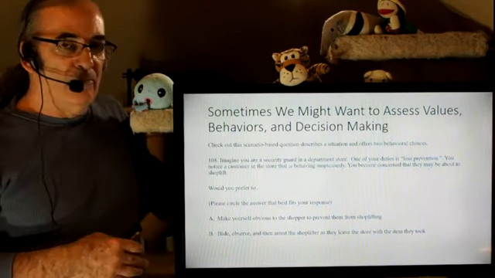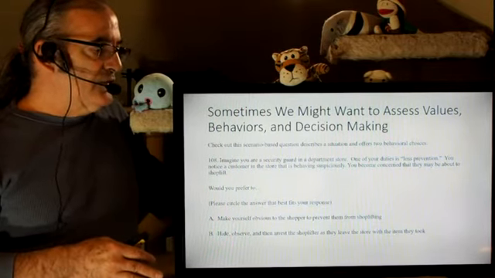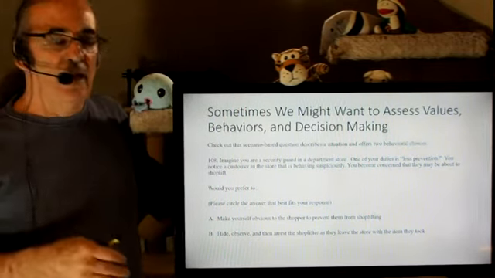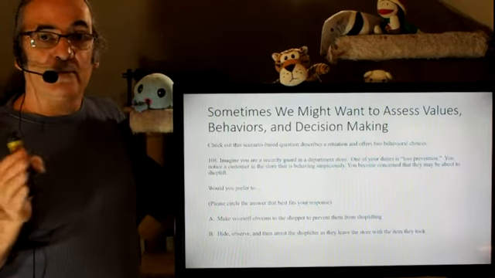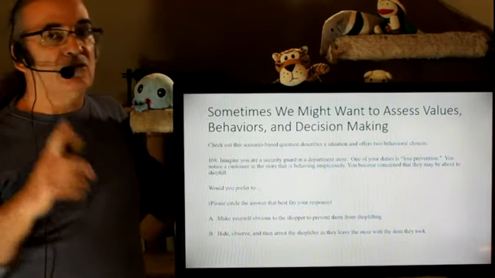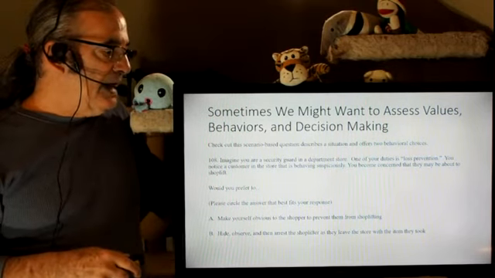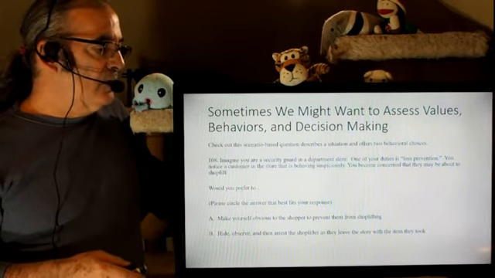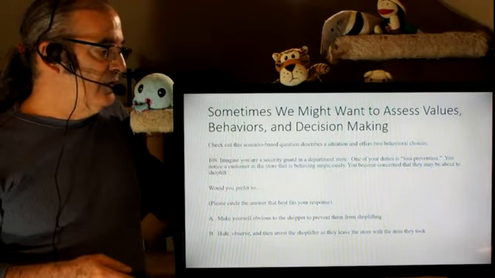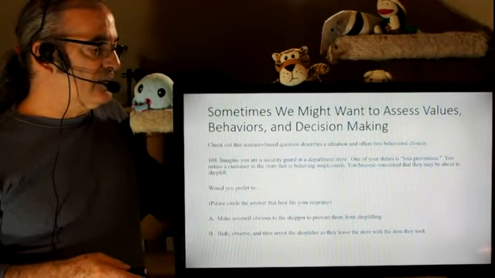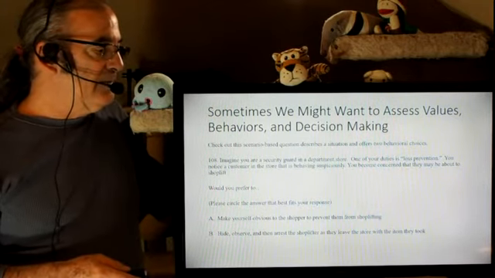This is a scenario-based question, describes a situation, and then it offers two behavioral options. So again, we're pushing people one direction or another, and this is not a good standalone question. It would need to be used with a bunch of questions. Imagine you're a security guard in a department store. One of your duties is loss prevention. You notice a customer in the store that's behaving suspiciously. You become concerned they may be about to shoplift.